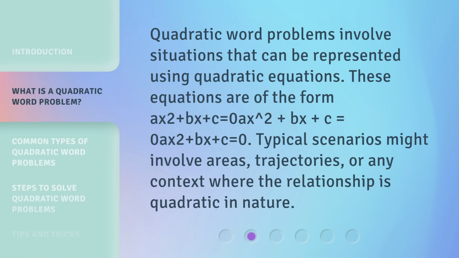Quadratic word problems involve situations that can be represented using quadratic equations. These equations are of the form x squared plus bx plus c equals 0. Typical scenarios might involve areas, trajectories, or any context where the relationship is quadratic in nature.